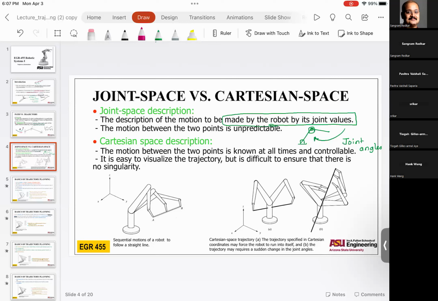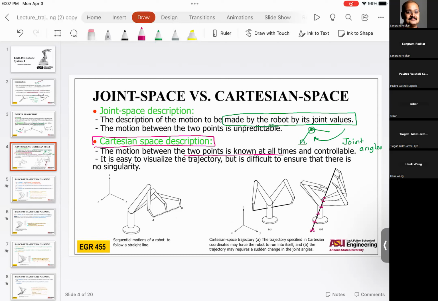And the next thing is the Cartesian space description, which is the motion between the two points that is known at all times. You specify that in terms of end effector position. So basically, this is what it is. However, there is a problem.